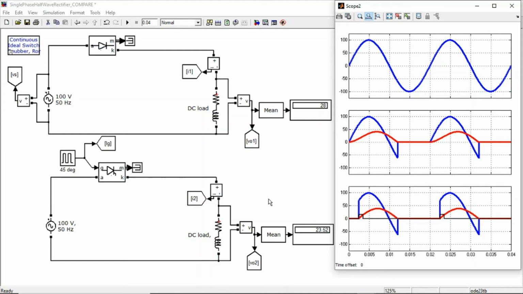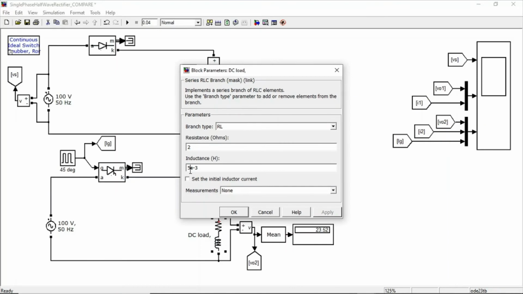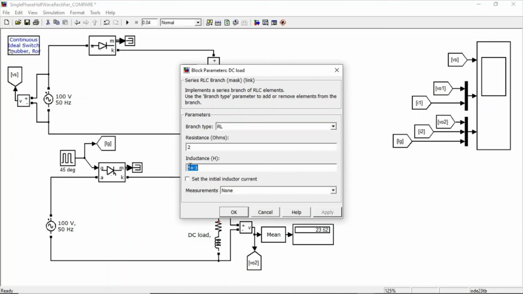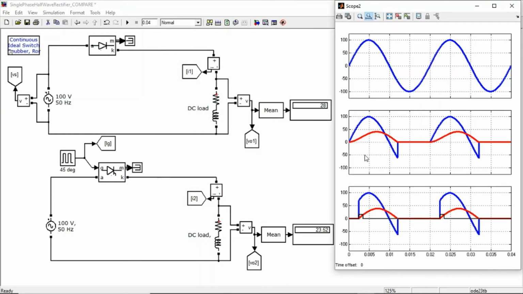Next, let's look at what will happen to the extinction angle when the impedance value increases. So this is the simulation result before I change the load. Now I will run the simulation again.